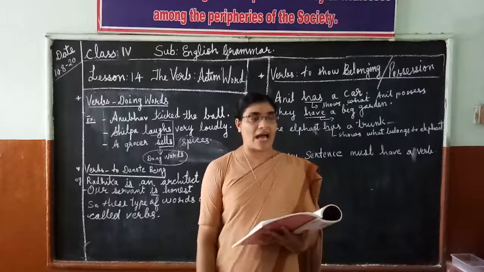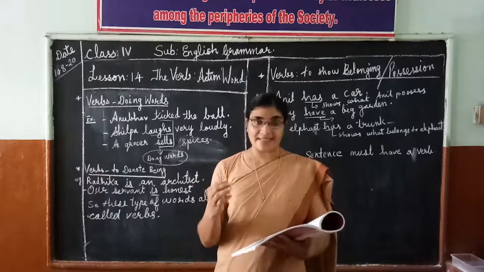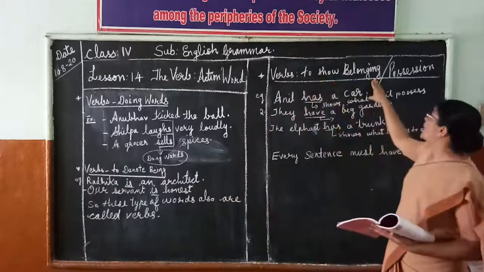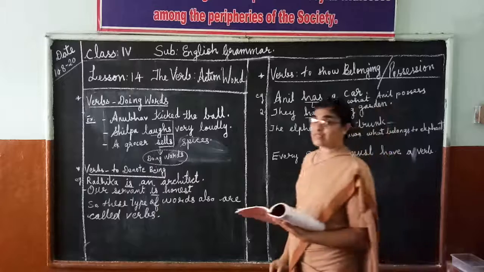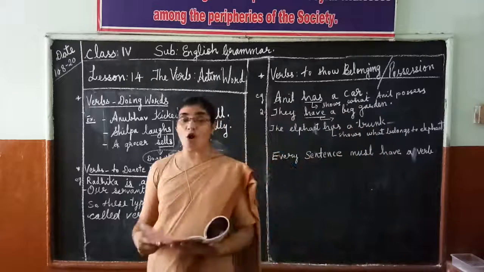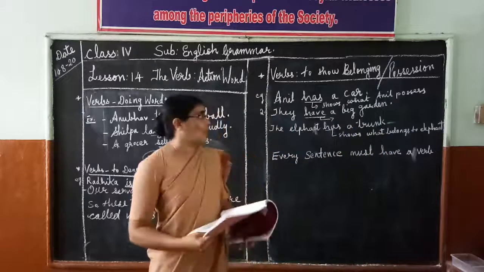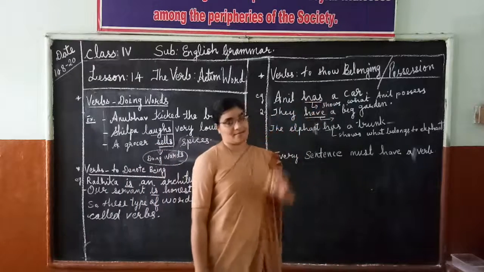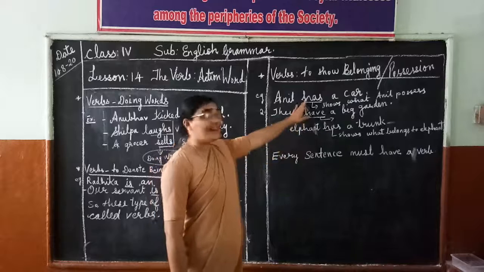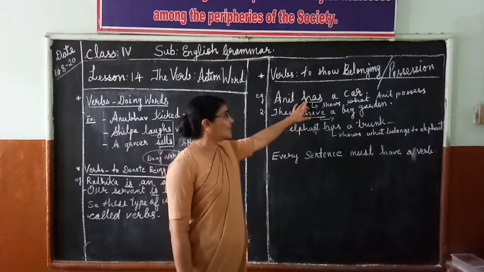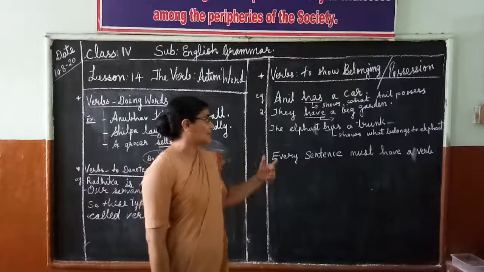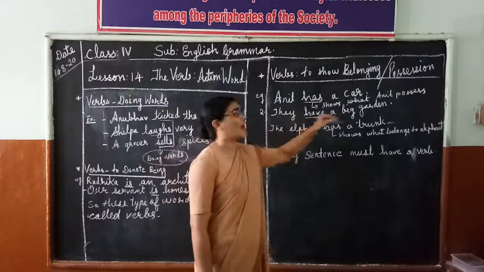Now we have verbs to show belonging or possession. Some verbs show belonging or possession. Let us see what that is. Example, Anil has a car. The word has here shows what Anil possesses, what Anil has. They have a big garden.